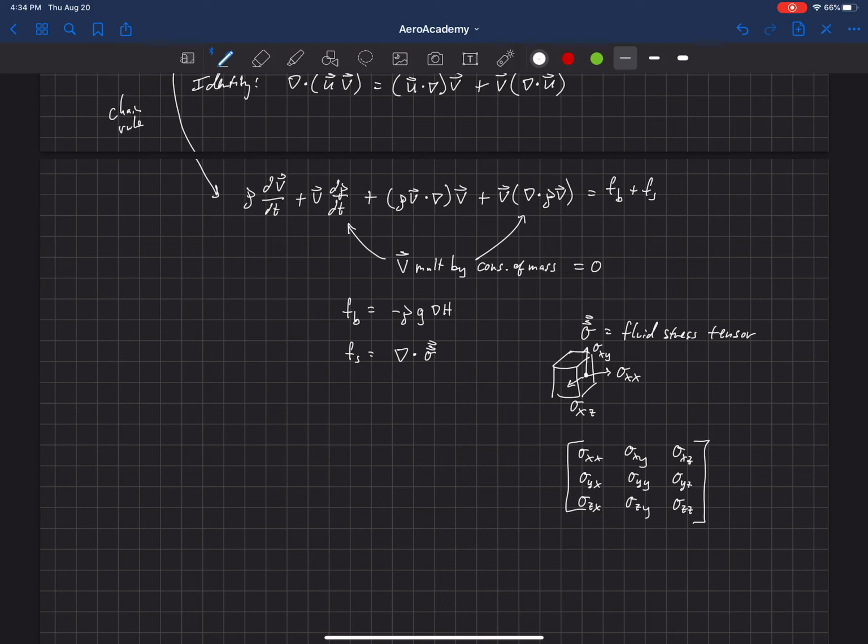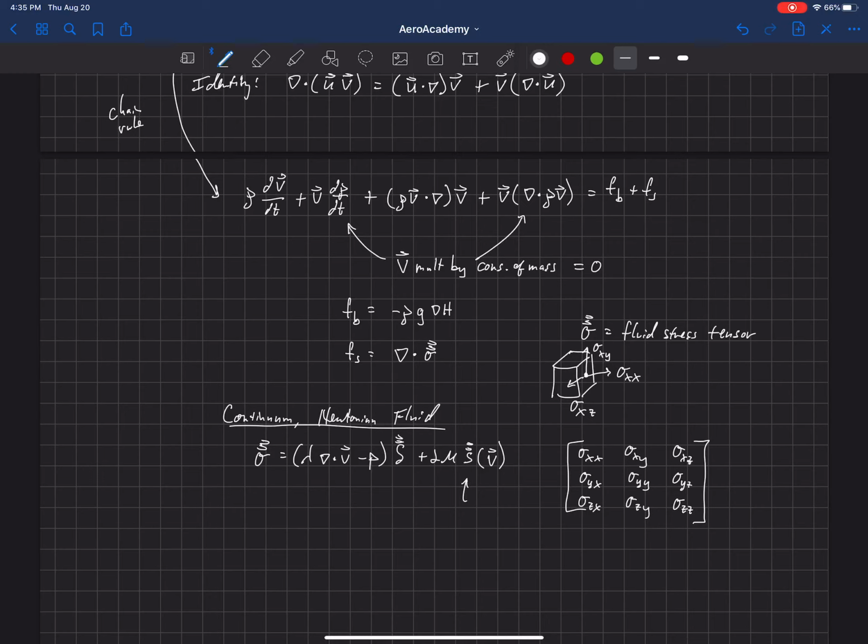Okay, so we can take this one step further and assume that our fluid is a continuum and that we're working with a Newtonian fluid. That's pretty slick because that means that our fluid stress tensor can be defined in a different way. We can write it as lambda del dot V minus P times the Kronecker delta plus 2 mu times the strain rate tensor.